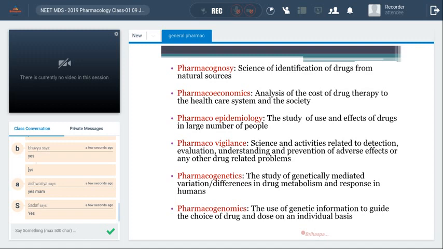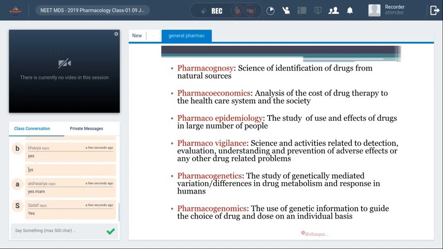Then pharmacoepidemiology. Epidemiology is nothing but study of anything in a population. It could be, I want to assess what's the incidence of a particular disease in a population. I want to see what's the incidence of breast cancer in a particular population, etc. That is called epidemiology, study in a population. Pharmacoepidemiology means study of the effect of drugs in a population, in a group of people.